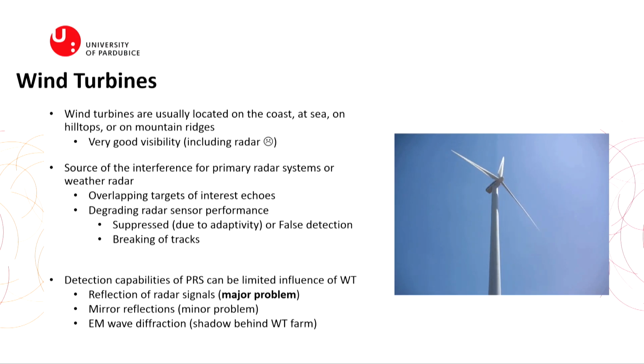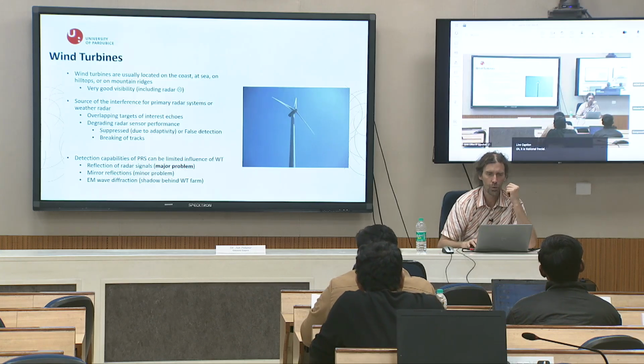Mirror reflection is a minor problem and our model doesn't handle it because it is not so important. And EM wave diffraction is the shadowing behind the wind turbines. We already made an analysis on this and discovered that some shadowing is present, but it is not so big, so it is also not included in our models. You will see later that even our model is already complicated enough, so we don't use these two things.